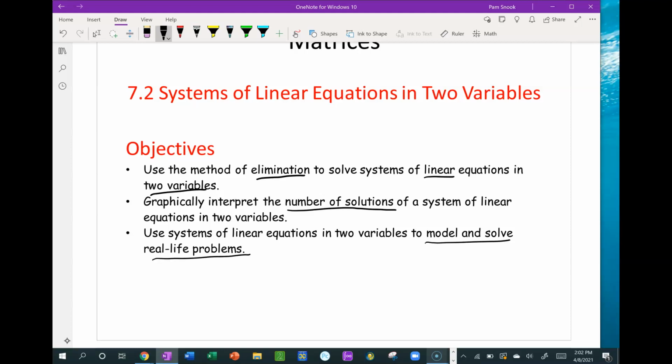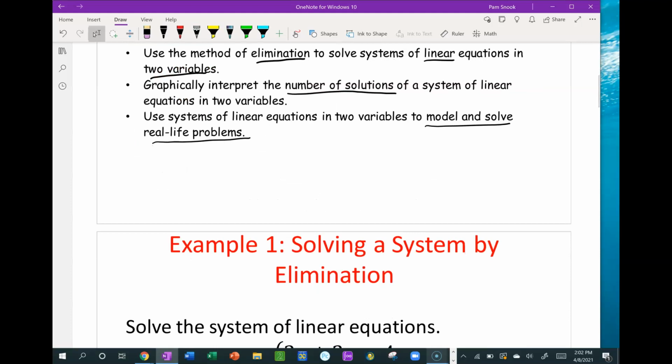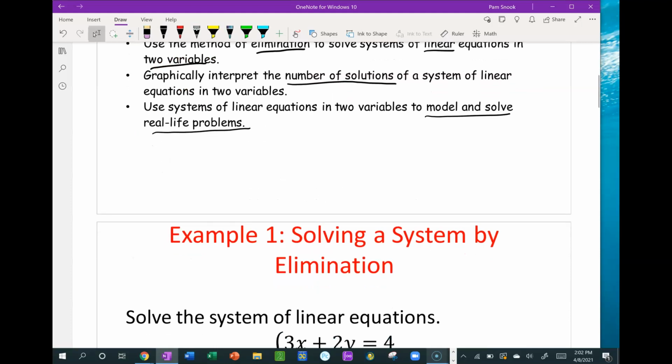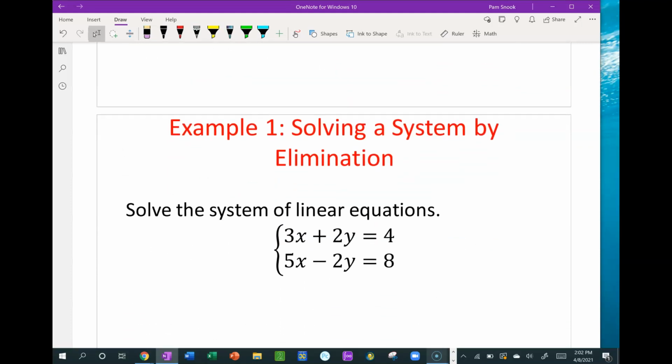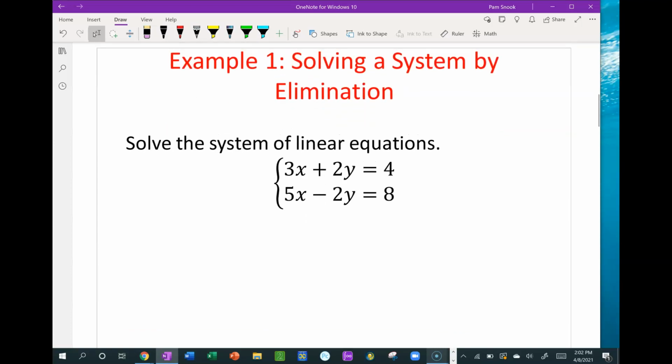So last section 7.1, we did graphical method and we did substitution. This is the third method for solving linear equations in two variables, and that's elimination. And what that means is you literally eliminate one of the variables. And then when you do that, you end up with an equation with only one variable that you can then solve. So take a look at our first example.